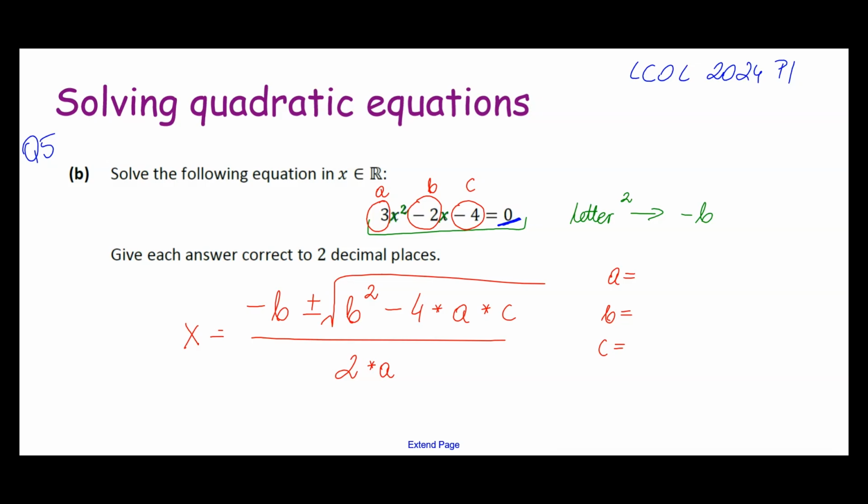Okay, so now let's replace our letters with numbers. So first b. b is minus 2. So we remove b here, we remove b here, and instead of that, we write minus 2. Okay, now we have a, and our a is 3. So again, we remove our a, and in that place we put 3.